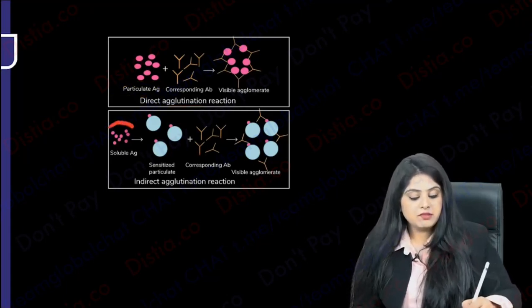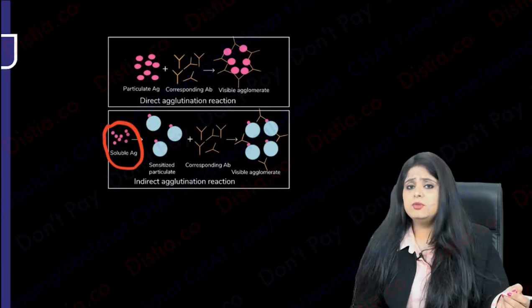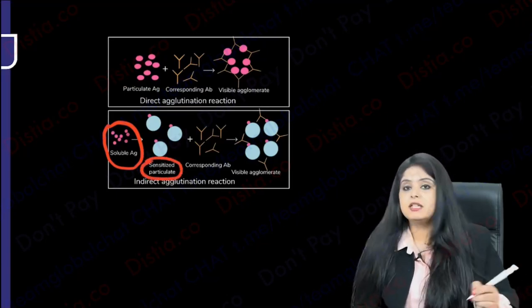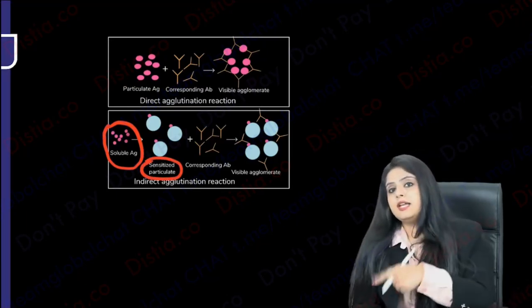What if you say, ma'am, I have a soluble antigen? Can you do an agglutination reaction? No, you will have to make it particulate. How will you make it particulate? First you make it particulate, then you do the reaction.